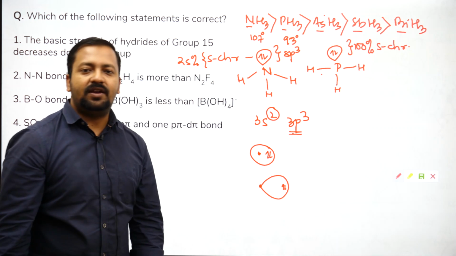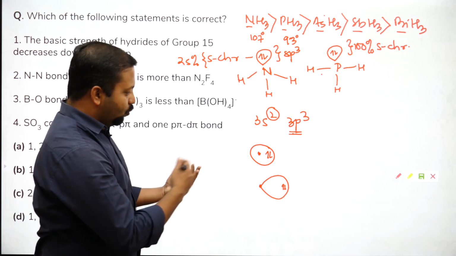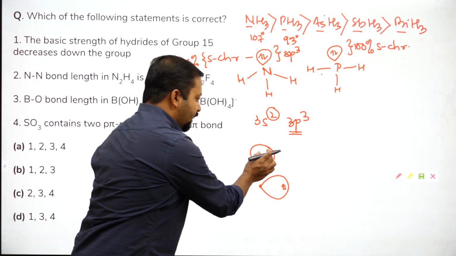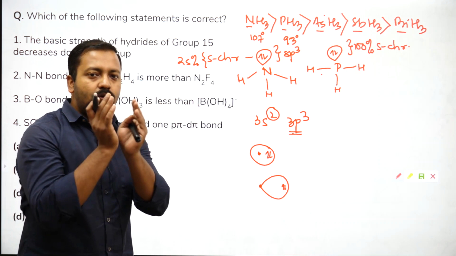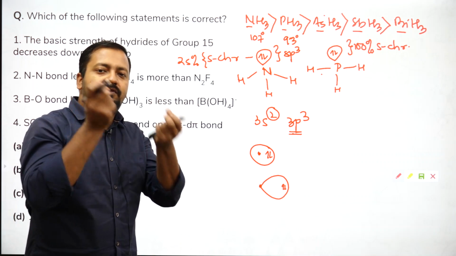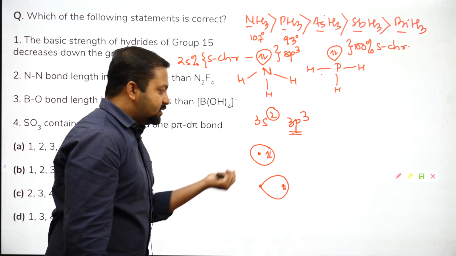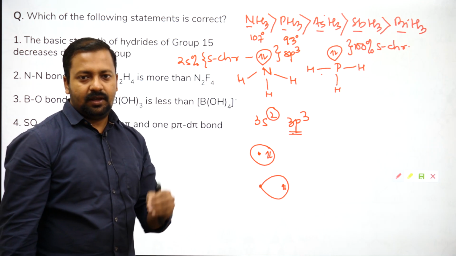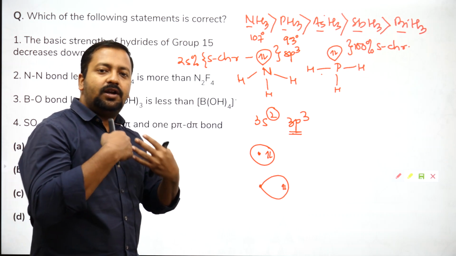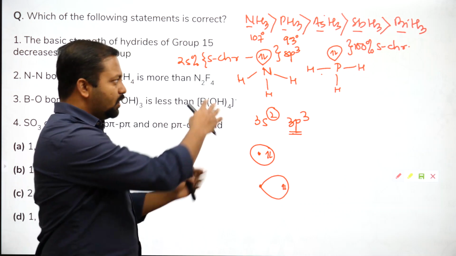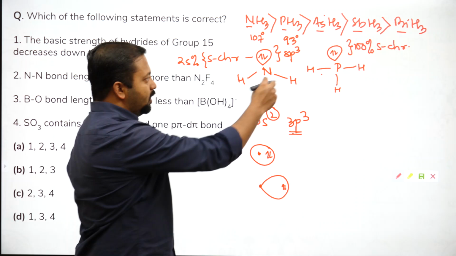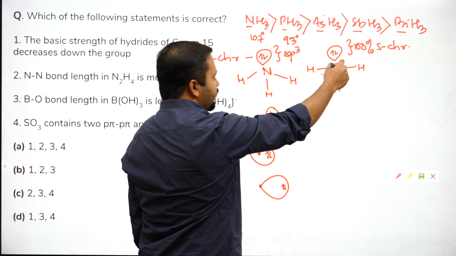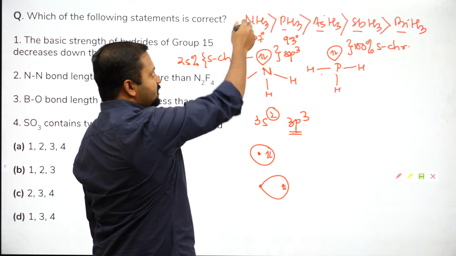This is 25%. So what does it mean? If it is closer to the nucleus, if the nucleus holds the electrons very tightly, then it is difficult to remove electrons from there. But if the s character decreases, the tendency for it to lose electrons will increase. That's what we have learned until now. So PH3 will become a weaker base as compared to NH3.